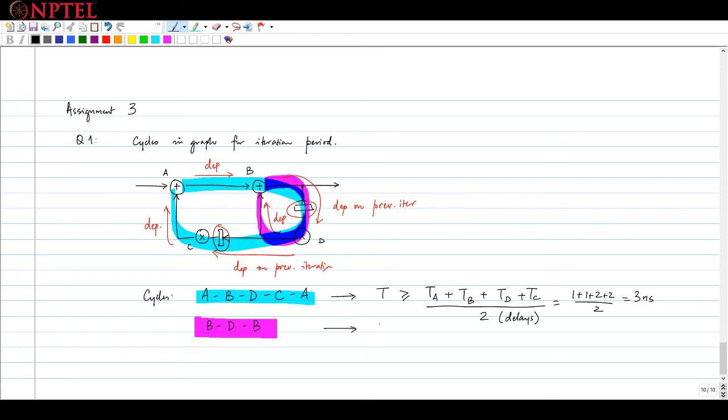And similarly in this case, it would be t is greater than or equal to (td plus tb) divided by (1 plus 2 by 1), again equal to 3 nanoseconds. Okay, so this is an example where both the cycles effectively had the same cycle mean through them. But what can be done by means of this computation is that you can find out an overall average iteration period bound, and in both cases it comes out to be 3 nanoseconds, but that tells you that that's the minimum time required between successive iterations of this particular filter.